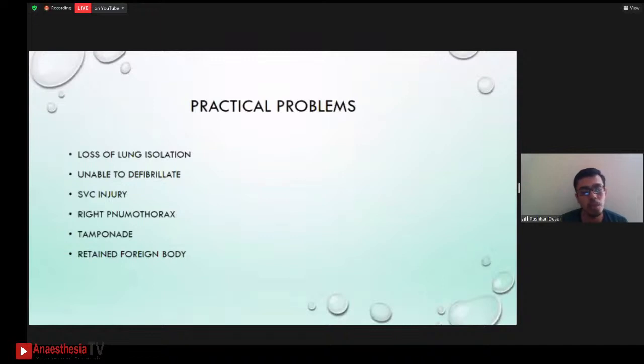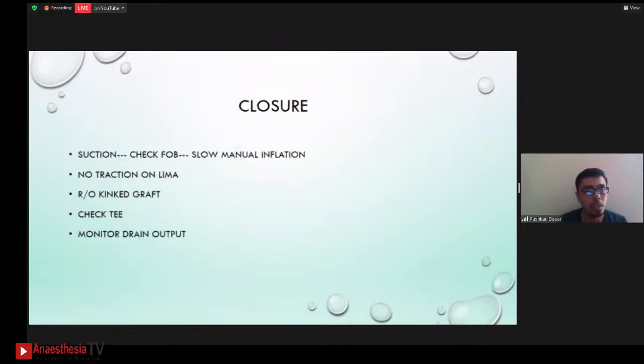SVC injury might happen during the mobilization of the ascending aorta. During that time, TOE monitoring in the ascending aortic short axis view usually reveals any SVC compression or injury. Then right pneumothorax is usually revealed at the end of surgery, which might happen during the LIMA harvesting, and epicardial maceration might occur, which post-operatively results in cardiac tamponade. Due to the small cavity, retained foreign bodies like sponges sometimes happen, so we should be vigilant during that period.